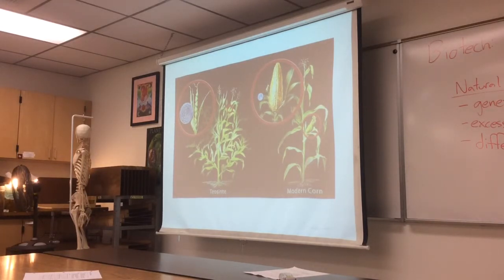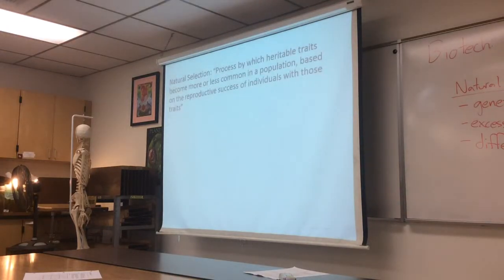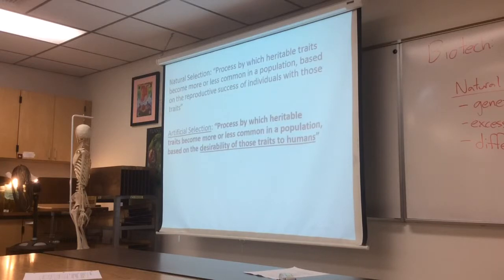So what the ancient Mexican farmers did was they found natural variants growing in the wild that had genes that changed some of these teosinte characteristics to characteristics that were favorable for agriculture. So this process is called artificial selection. It's very similar to natural selection, except it's not the environment that's deciding which offspring are more fit, it's us.